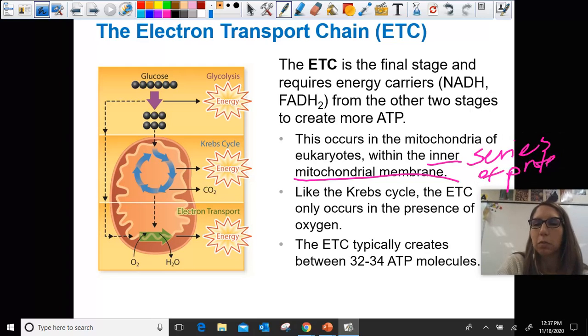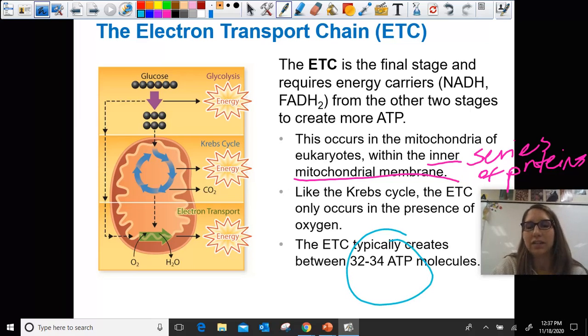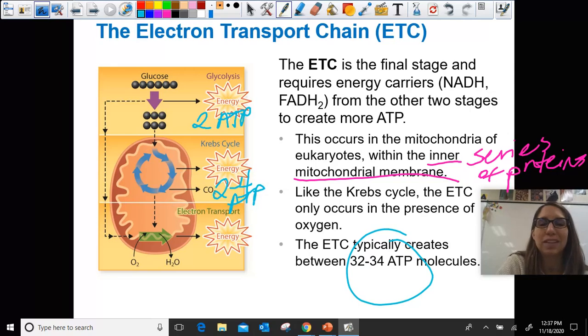Those proteins have one main job, which is to allow energized electrons to move through them to the point where we can create a concentration gradient that can then drive the production of ATP with the help of ATP synthase. So the ETC, unlike the other stages that we talked about, can create a ton of ATP. We mentioned earlier, just to review, you get 2 ATP from glycolysis, you can get 2 to 4 ATP from Krebs, and now I'm going to say you can get 32 to 34 ATP from this last stage.